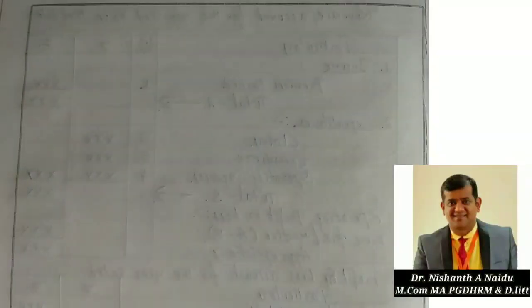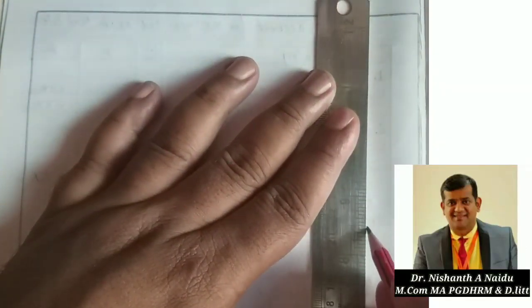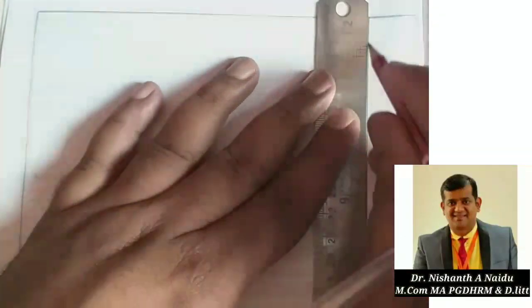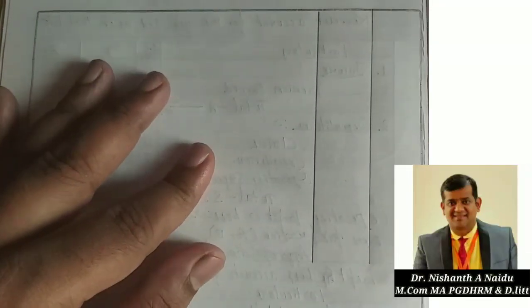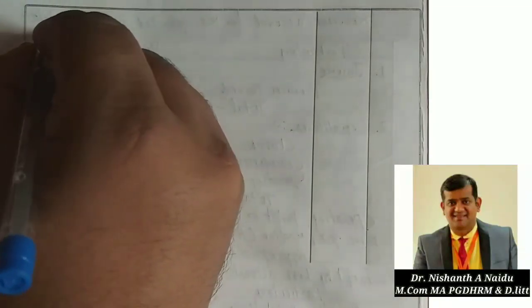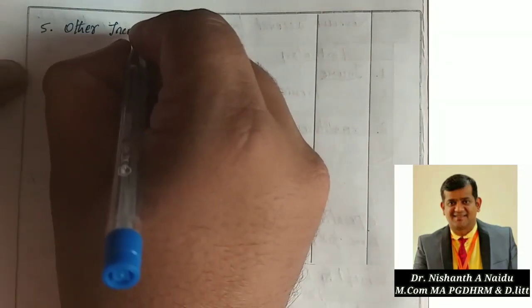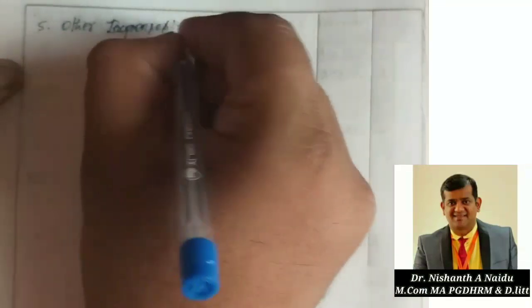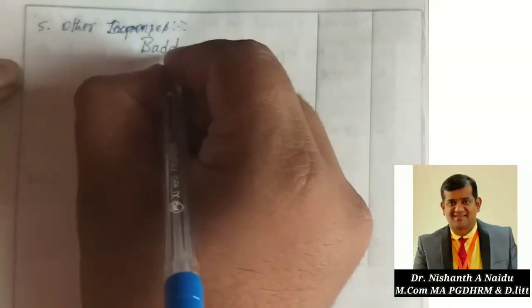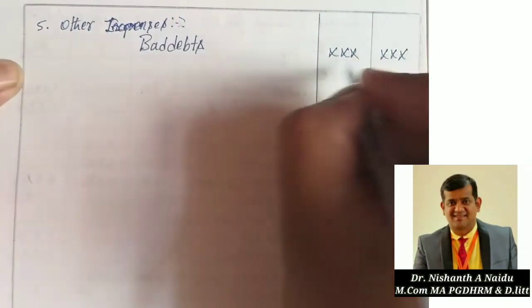Now we are supposed to write point 5. The same table I am continuing here. It looks lengthy at the beginning, but once you start writing the answers, it automatically becomes easy for you, but you have to practice. Fifth one, other expenses. Here we are writing the expenses part, right? Under that the main thing is bad debts. So I will be closing this.